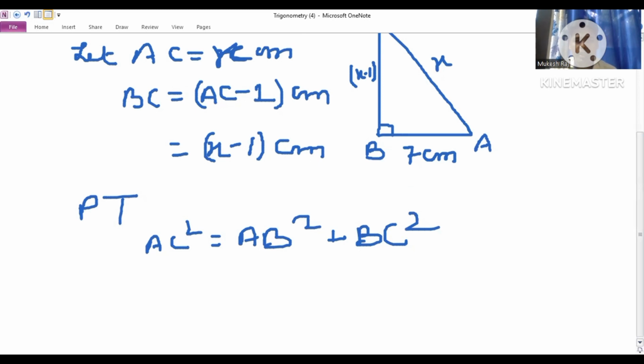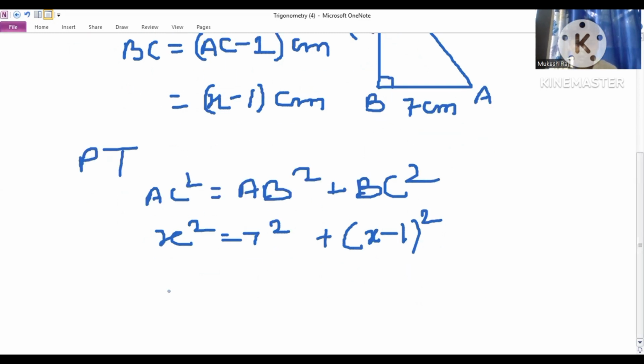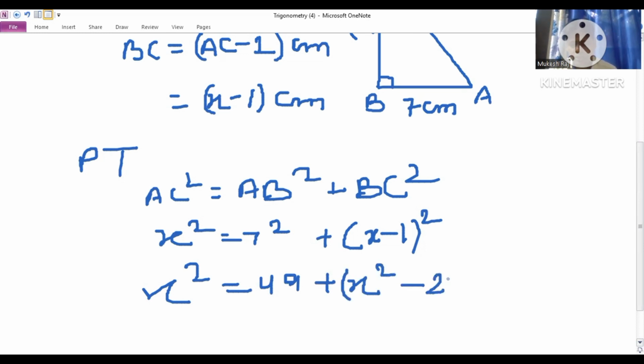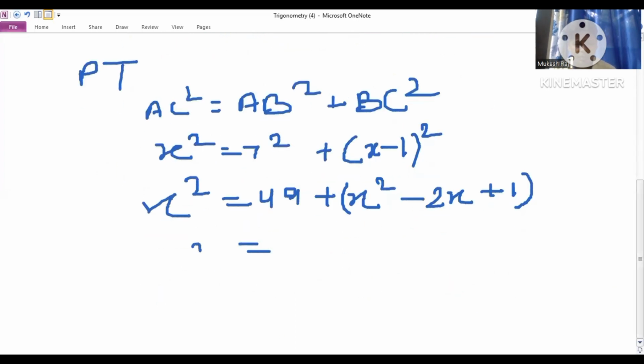And putting all the values together, AC we know that it is x square, AB which is equal to 7, so the square value will be 7 square, then plus value of BC is x minus 1 raised to the power 2. Fine. Now solving this equation, we will be getting values like this: x square is equal to 49 plus x square minus 2x plus 1.